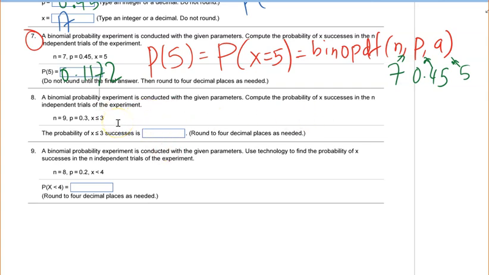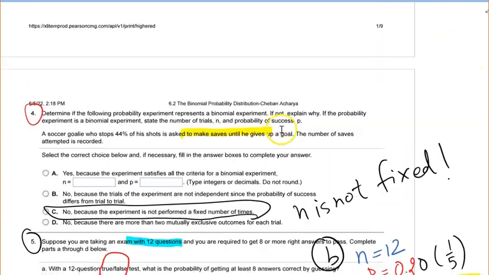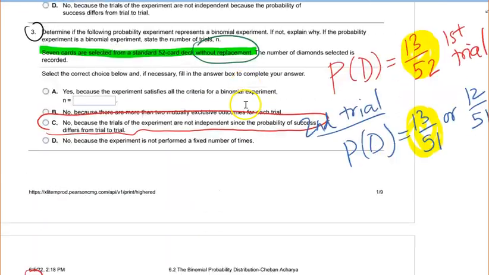Let me do question number 9, but similar to 8, but I can do that. Here similar, n is given, number of trial is given, p equals 0.2, probability of success, x less than 4. You're looking for probability of x less than 4, and you're going back to the list of the functions. You're using this. And what are you using? Binomial CDF n p a minus 1.